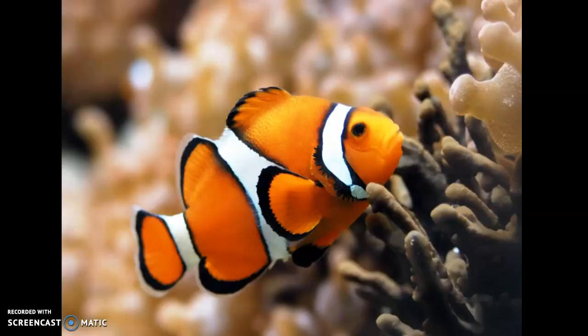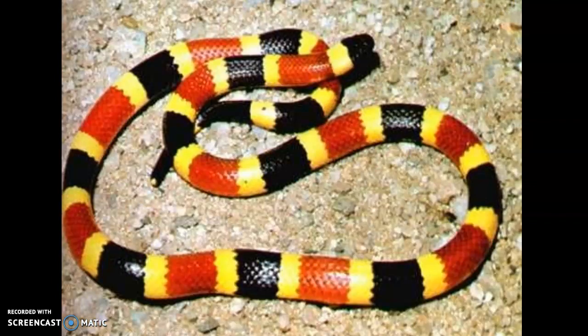Okay, what about this one? This one's quite easy, isn't it? It's a fish. In particular, it's a clownfish, and it belongs to the fish category. Okay, this one is a snake, isn't it? Now, are snakes warm-blooded or cold-blooded? They are cold-blooded. Do they swim underwater? Do they breathe underwater like fish? No. They have scales like fish, but they don't breathe underwater. They are reptiles.